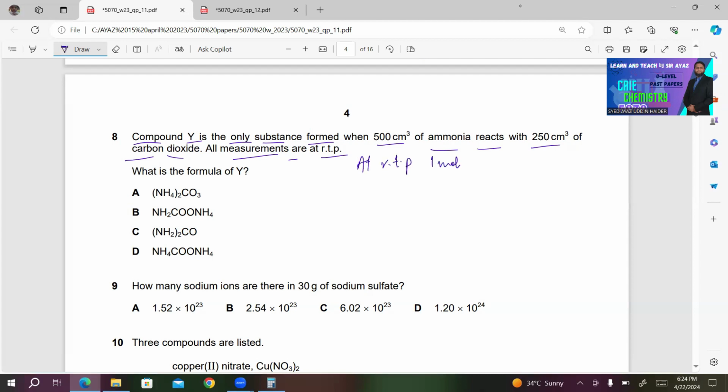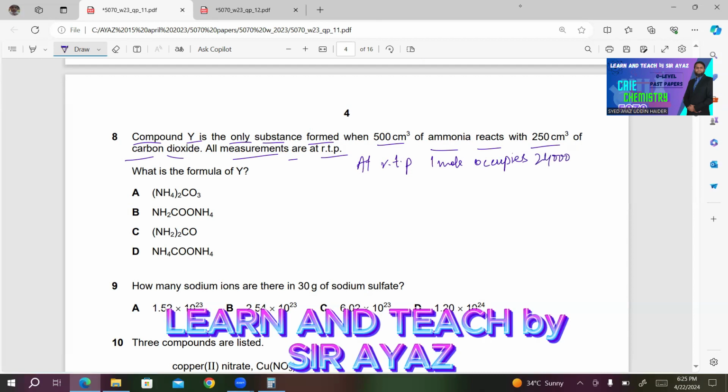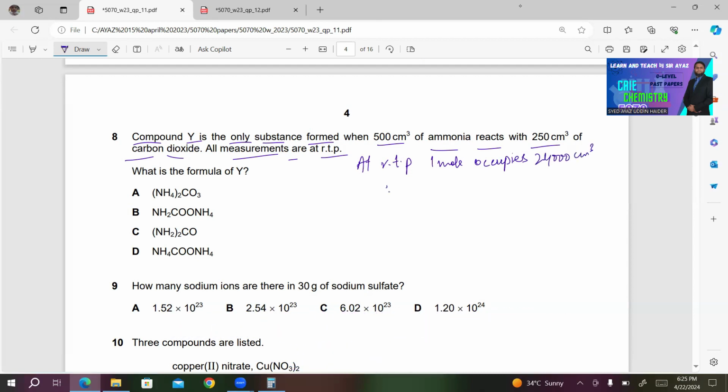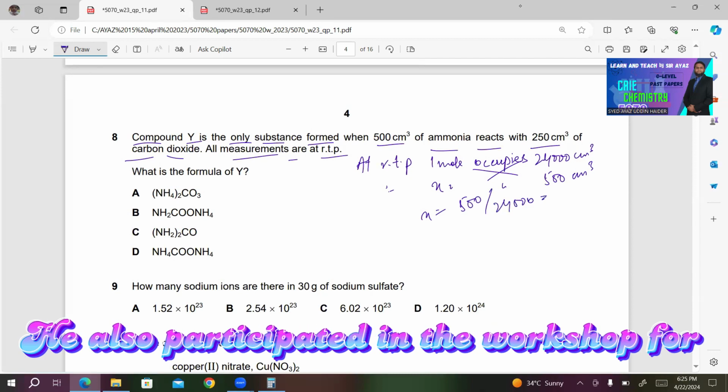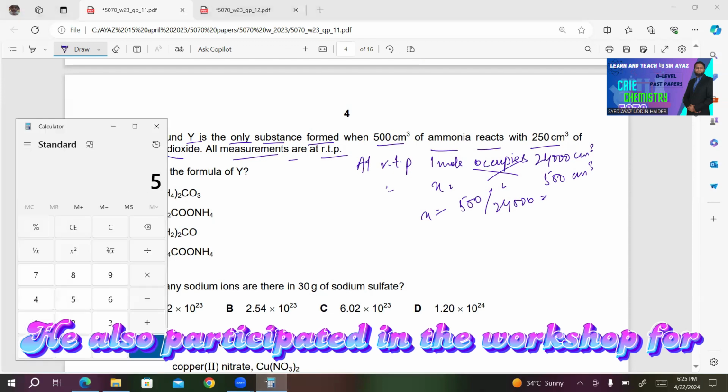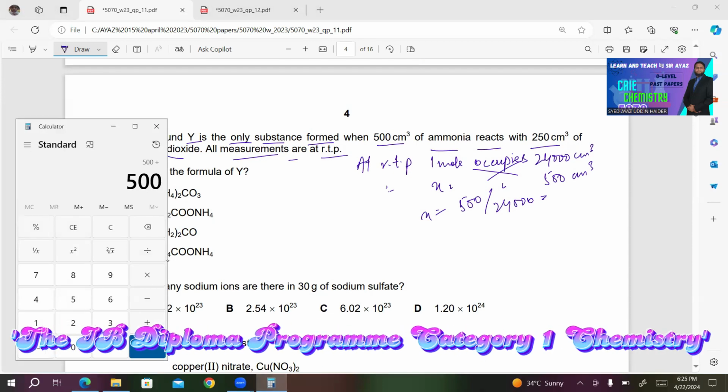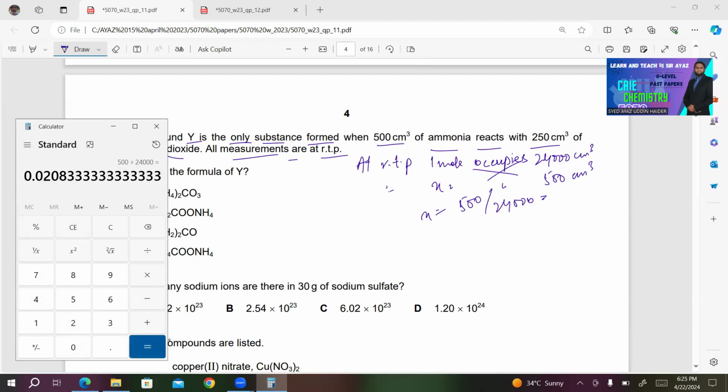1 mole occupies 24,000 cm3. Therefore, X mole occupies 500 cm3. This will be for ammonia. So X becomes equal to 500 divided by 24,000. So the answer is 500 divided by 24,000, 0.0208.